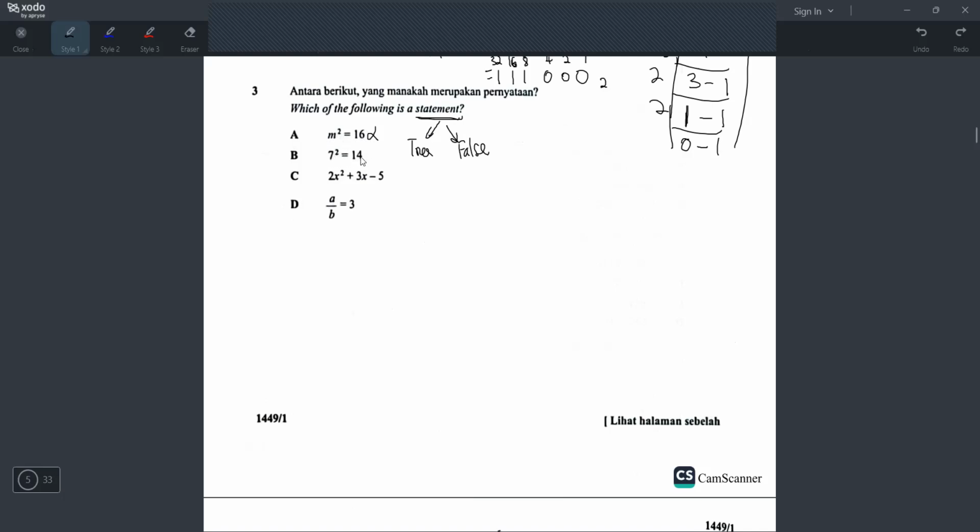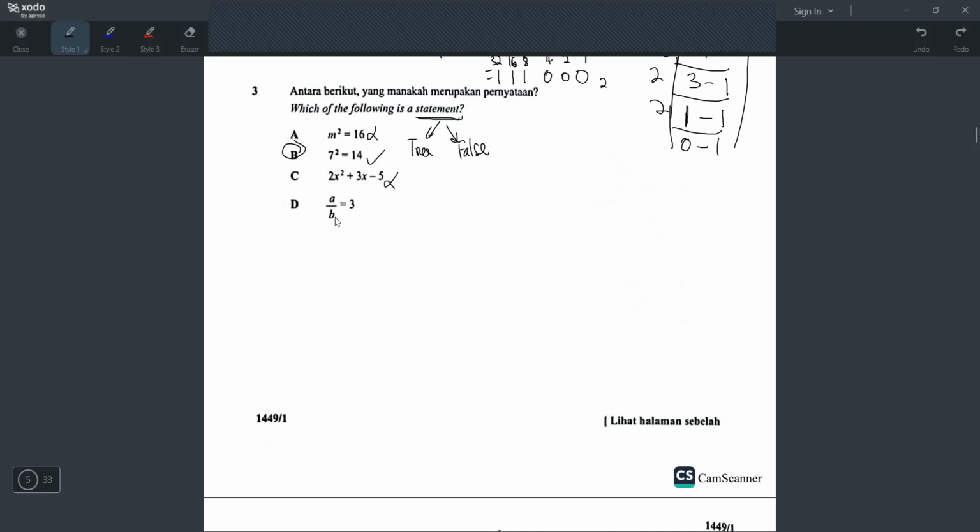What about 7 square equals 14? Well, can you prove that this is true or false? Yes, because when you press 7 square, you will get 49, which is not 14. The fact that you can tell me it's a false statement indicates that it's a statement. So B is the answer. What about C? C is not the answer. Of course you can factorize this in your calculator, but it's like an instruction. You cannot prove to me whether this is true or false.